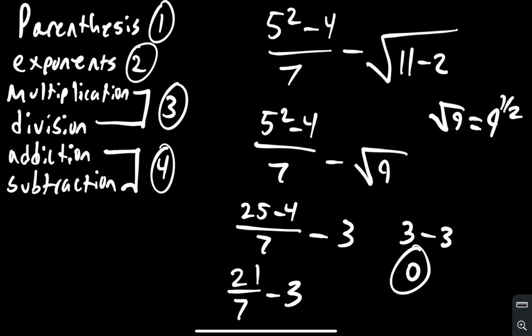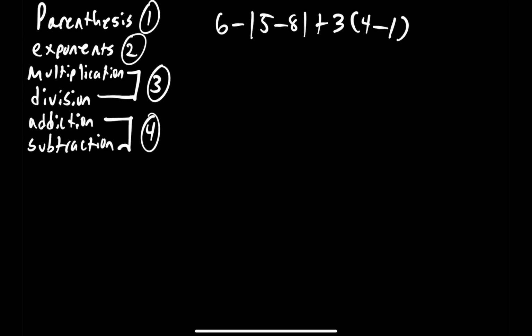So that's your answer. All right, so for this question, we have an absolute value bracket and we have parentheses. Absolute value brackets are considered as parentheses for your order of operations. So we're going to do parentheses. We carry the 6 minus, and then we have those parentheses. So we have 5 minus 8, so it's going to be the absolute value of negative 3 plus 3. And then 4 minus 1 is going to give you 3.